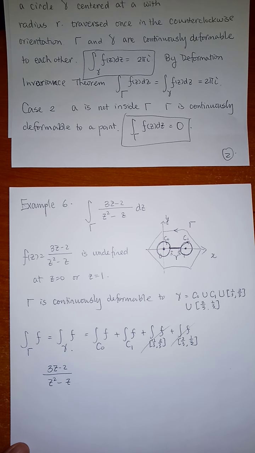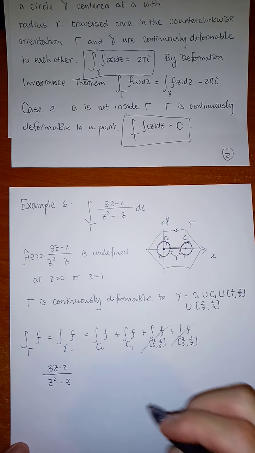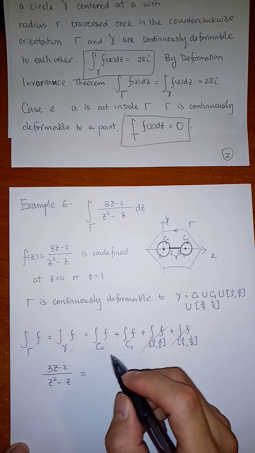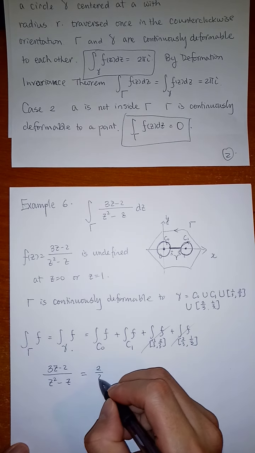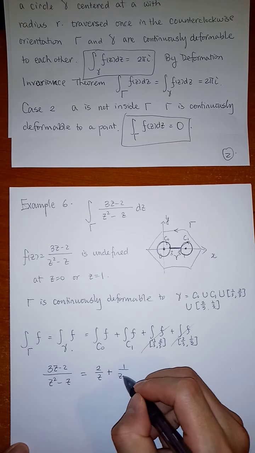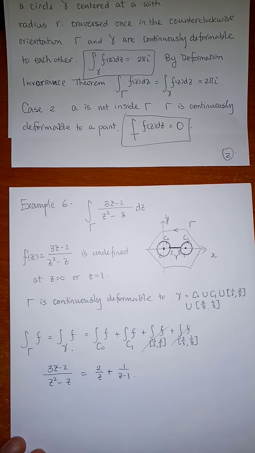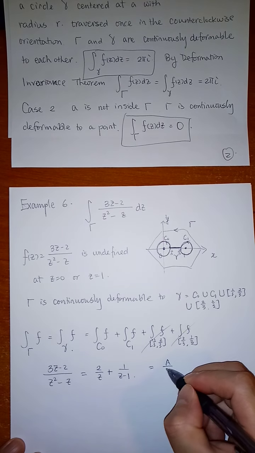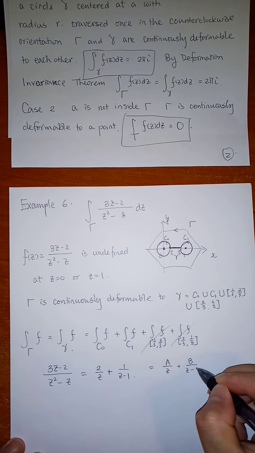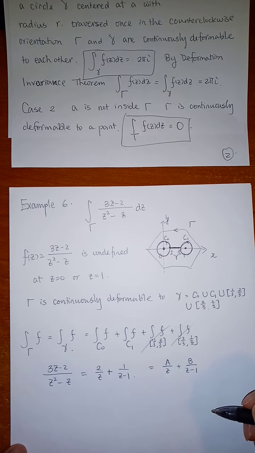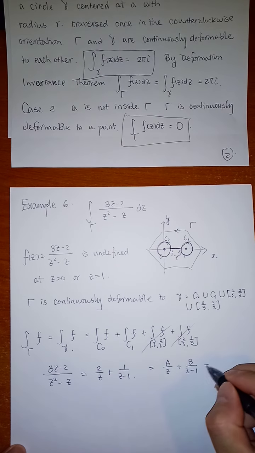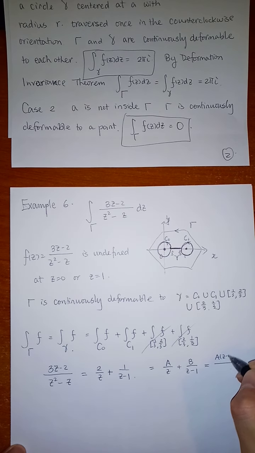We can use partial fractions to write it as a sum. The partial fraction is the following: it is equal to 2 over z plus 1 over z minus 1. How do we do that? We set it equal to a over z plus b over z minus 1. Remember that we did this partial fraction method in calculus. Then you do the multiplication, a(z minus 1) plus bz equals 3z minus 2, and you use a system of equations to determine a and b. So a is 2, b is 1.